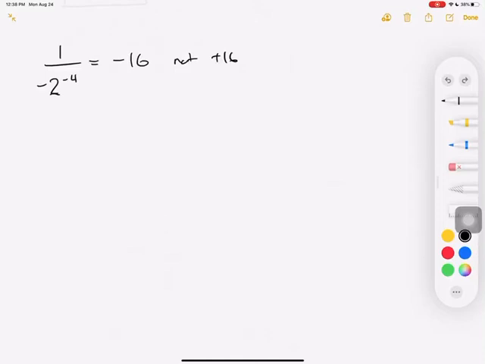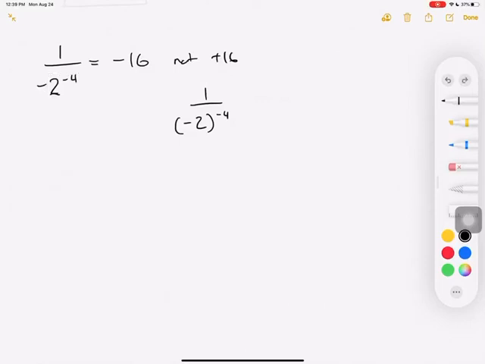How so? Can you see that in this case, if the sign were part of the number, it would be written like this, and so the whole thing would migrate up, and then the exponent would become positive? But that's not the case. If you don't have a parenthesis, then the expression that has the exponent is only 2 to the power of negative 4.